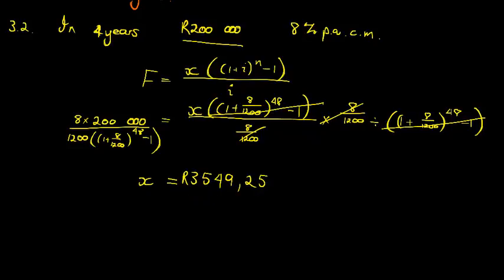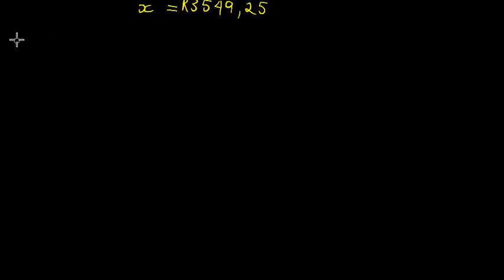Okay. Last question in this section, question 3.3. Donald takes out a loan of 8,000 Rand from the bank to buy a new computer. The interest rate is 10% per annum, compounded monthly. He decides to pay installments of 750 Rand. So he takes out a loan of 8,000. He pays it back with a payment of 750 Rand per month, and the interest is 10% per annum compounded monthly.